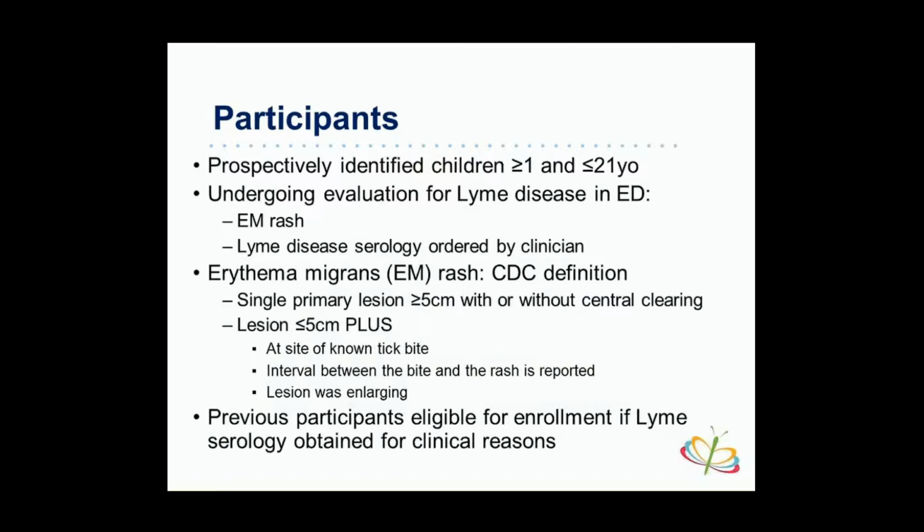To clarify, the study used the CDC's definition for defining erythema migrans rash. These criteria include having a single primary lesion that's greater than 5 centimeters in diameter with or without central clearing. A lesion less than 5 centimeters in diameter would qualify if it had occurred at the site of a known tick bite, if there was an interval of time between the bite and the rash, and if the rash was enlarging. So all three of these needed to be present for it to qualify. Finally, if the patients had previously been enrolled in the study but returned and were reevaluated for clinical reasons, they were included.